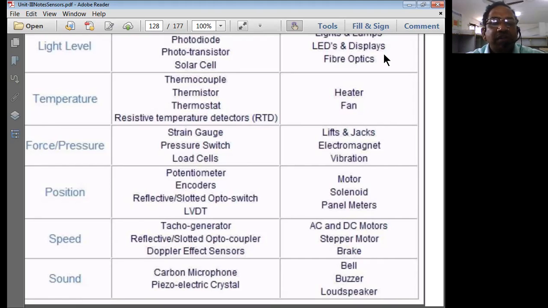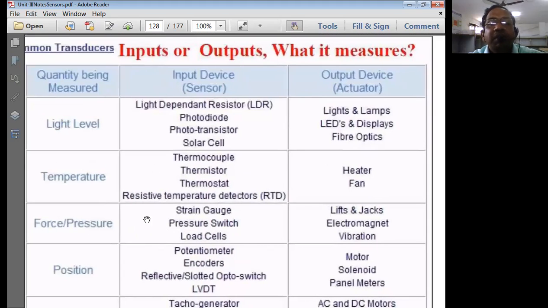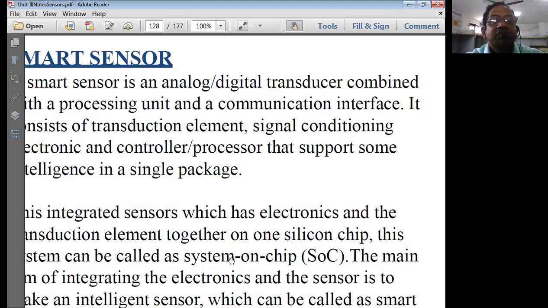Then the last one is carbon microphones. I am talking to you by using a microphone. So what is the input of this microphone? It is sound. What is the output from the microphone? It is going to be the loudspeaker. The microphone's sound is processed and given to the speaker. Then next is the piezoelectric crystal. The piezoelectric crystal output is going to be a buzzer or a bell. Like this, we're going to have different types of sensor devices for practical applications.